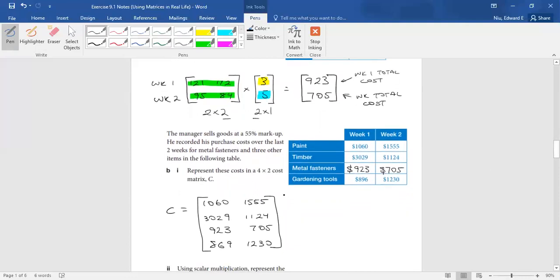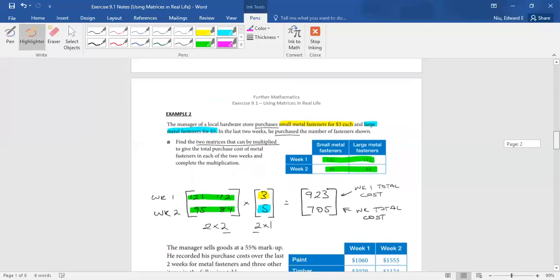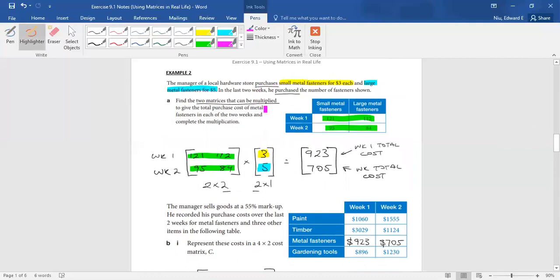Part B of the question says the manager sells goods at 55% markup, and he recorded his purchase costs over the last 2 weeks for metal fasteners and 3 items in the following table. The table is given here, and what we need to realize is, well, we were talking about metal fasteners up here. What we figured out was in week 1, they bought $923 worth of small and large metal fasteners, and in week 2, they bought $705 worth, and we need to fill out this table from above.